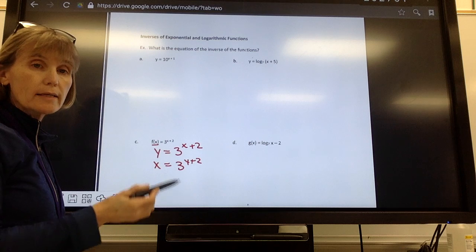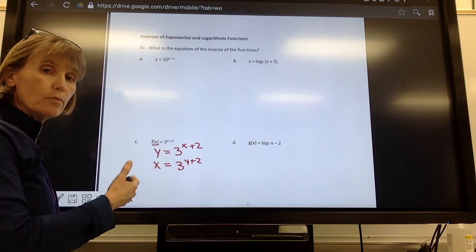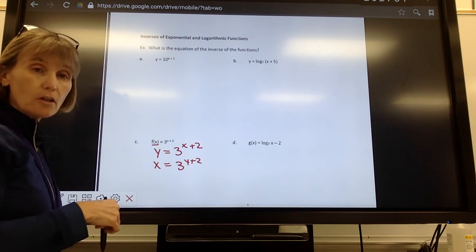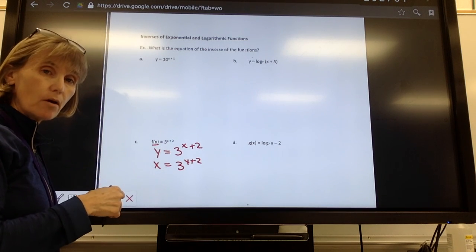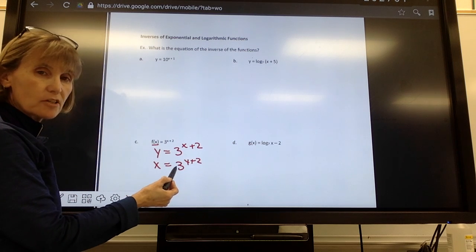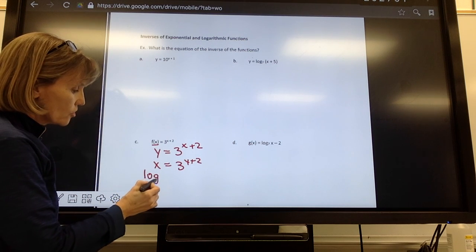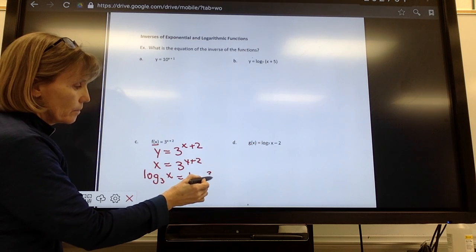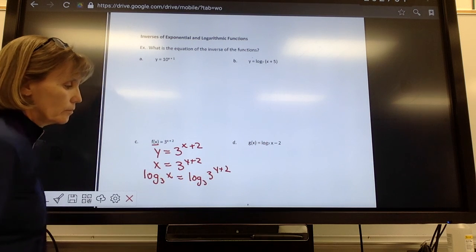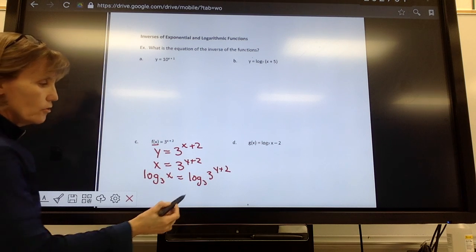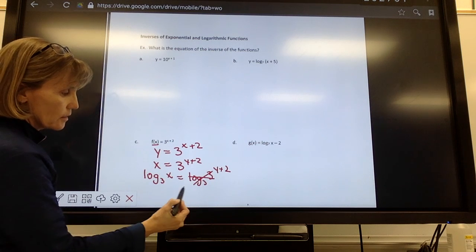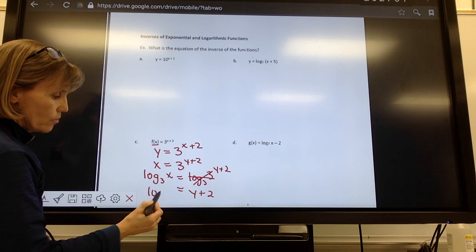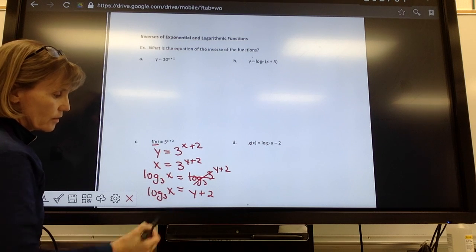Now y is in the exponent spot. So what do I do to both sides of the equation in order to get y out of that exponent? We're going to take the log of both sides. This time we can't use the common log because this isn't base 10. This is base 3. So I've got to take the log base 3 of both sides. The log base 3 of 3 cancels out, and you're just going to have y plus 2. On the other side, that's just log base 3 of x.